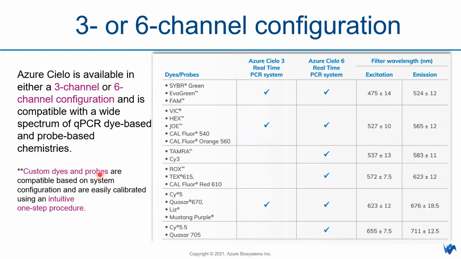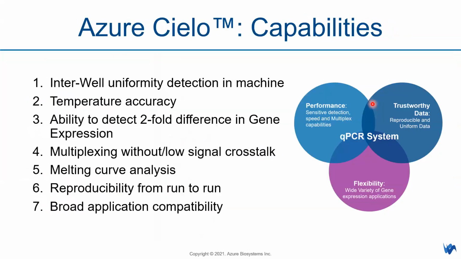You can also do custom dyes and probes, as long as the excitation and emission wavelengths are compatible with the dye channels. It's capable of interval uniformity detection in the machine, accurate temperature, ability to detect twofold differences in gene expression, multiplexing with low or no signal crosstalk, bell curve analysis, and it is reproducible from run to run, up to 1,000 continuous runs, and also broad application compatibility.